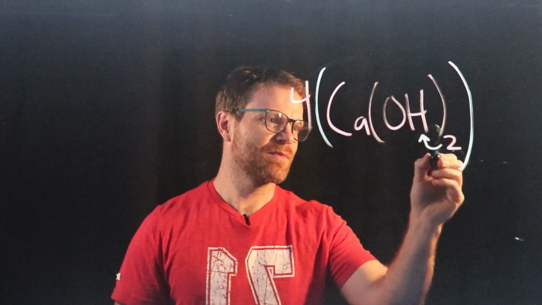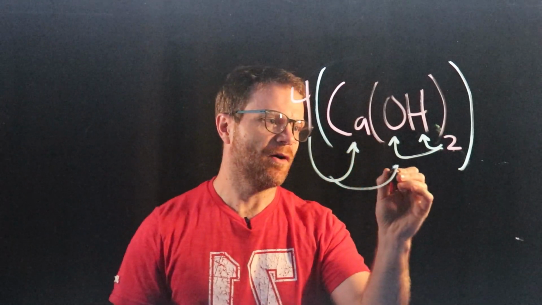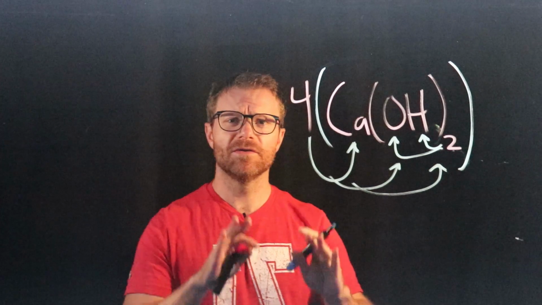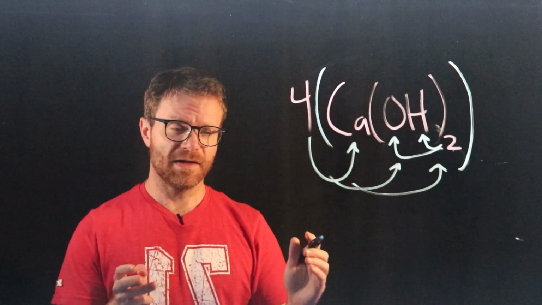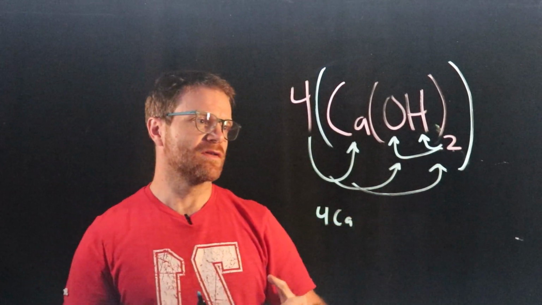So the 2 gets distributed to the H and to the O, and then the 4 gets distributed to all 3. Okay, that looks complicated, but let's just count it and do the math. It'll be much simpler. So 4 calciums. That's easy. So we have 4 calciums. How many oxygens do we have?